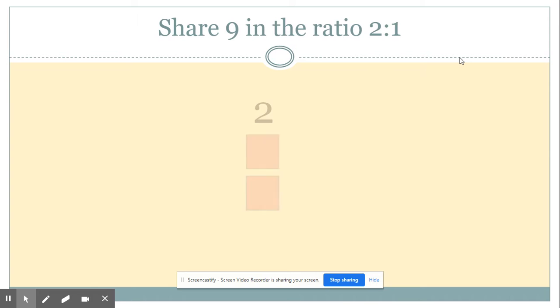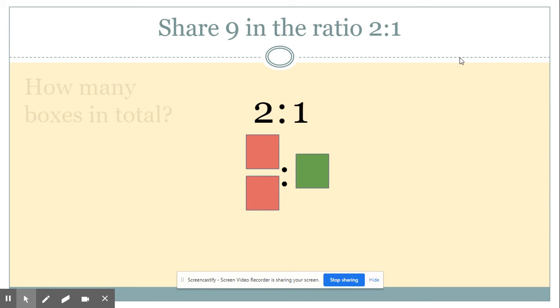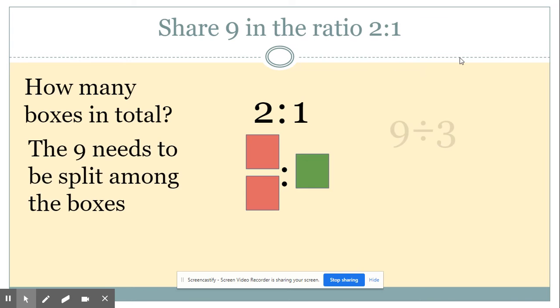So how many boxes are there in total? 2 and 1. So in total there are 3 boxes. So 9 needs to be split up among those 3 boxes. That can also be said as like 9 has to be divided between 3. So if I divide 9 by 3, each box will have 3. So there are 3 lots of 3, they make 9.